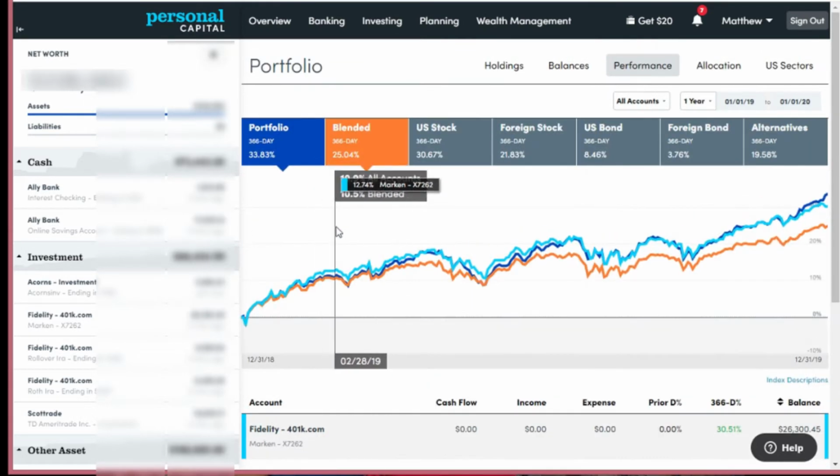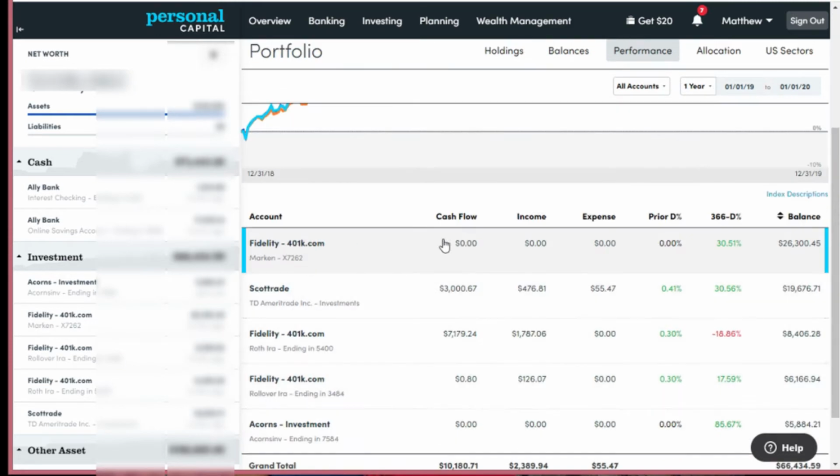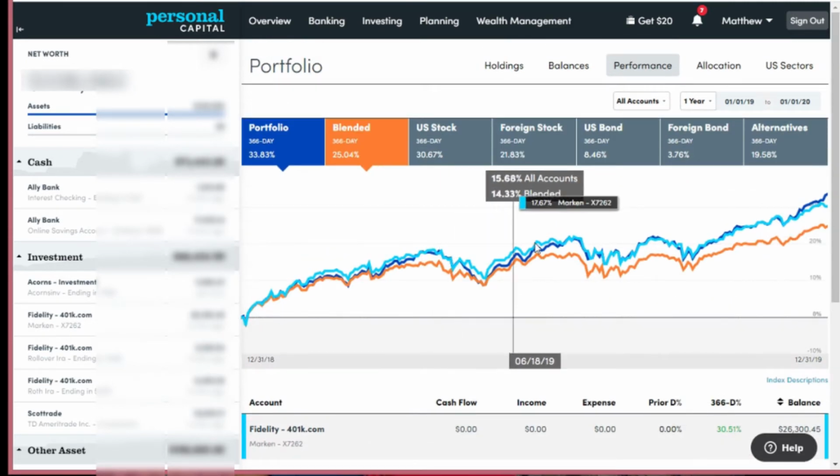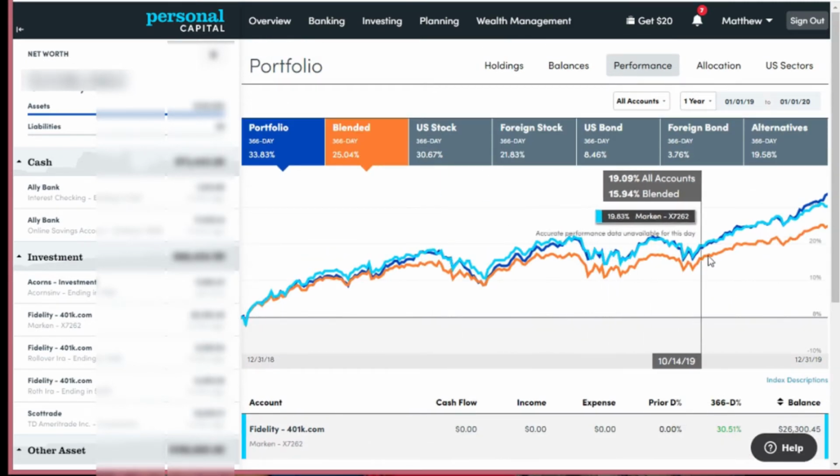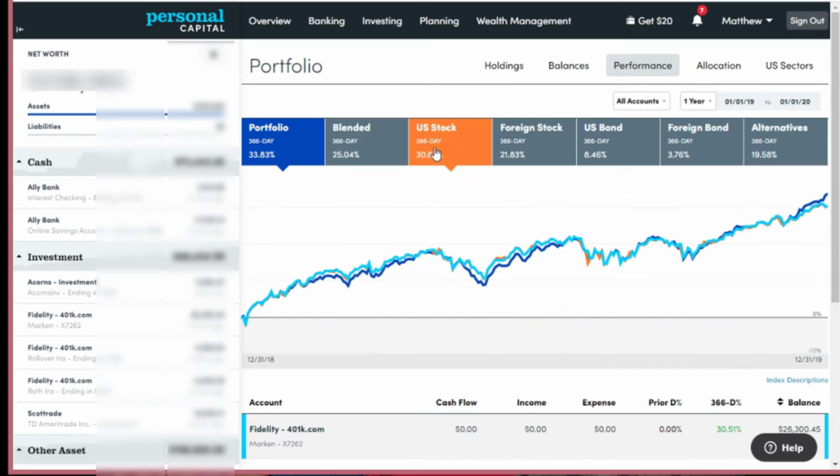In this case, we can look at this 401k I have, and you'll notice it basically tracks the US stock market over the past 366 days. And that's exactly what I would expect. I've invested in a large, broad market index fund that tracks the S&P 500, so it's no surprise that we're tracking right along there.